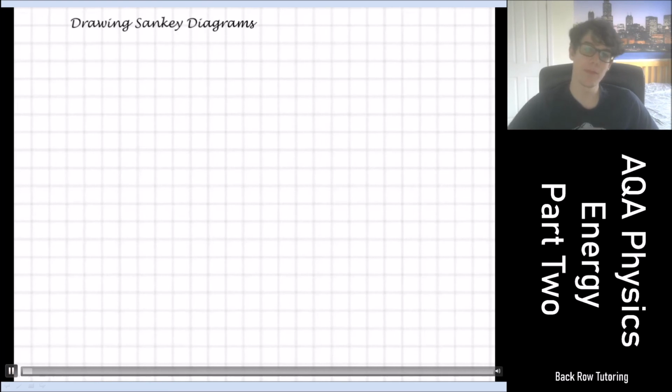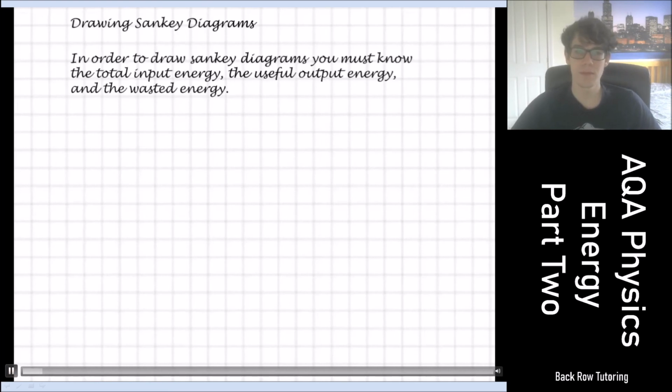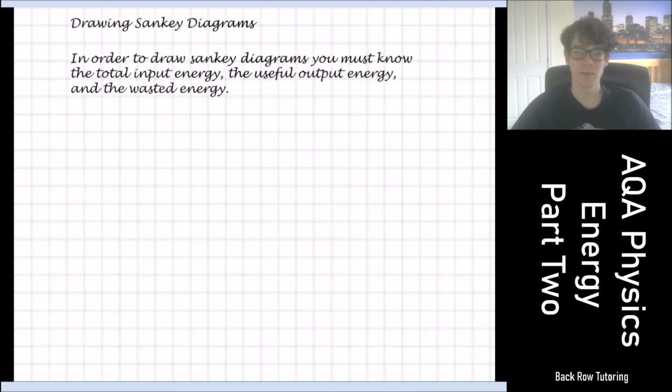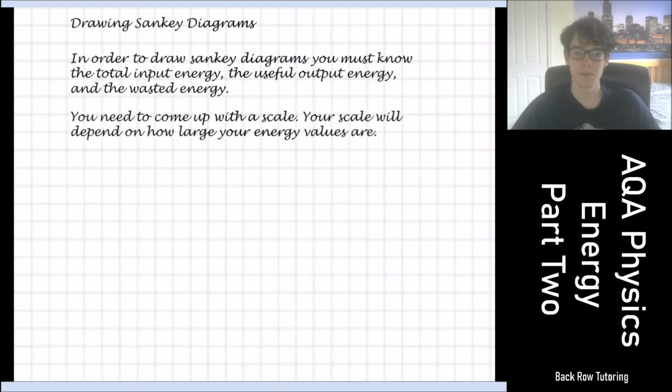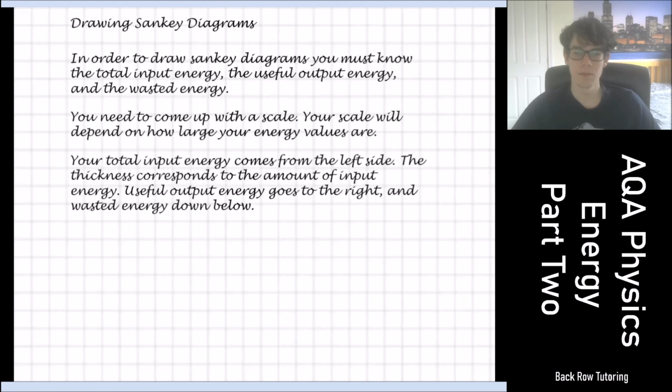Hello there, we're going to be drawing Sankey diagrams. In order to draw Sankey diagrams, you must know the total input energy, the useful output energy, and the wasted energy. You need to come up with a scale. Your scale will depend on how large your energy values are. Your total input energy comes from the left side. The thickness corresponds to the amount of input energy. Useful output energy goes to the right, and wasted energy down below.